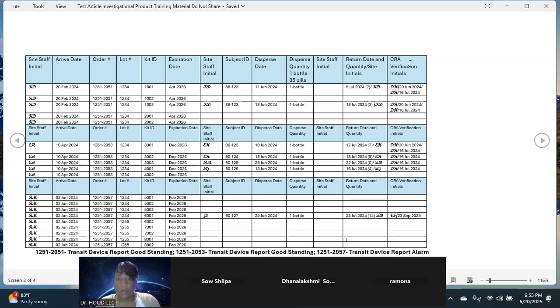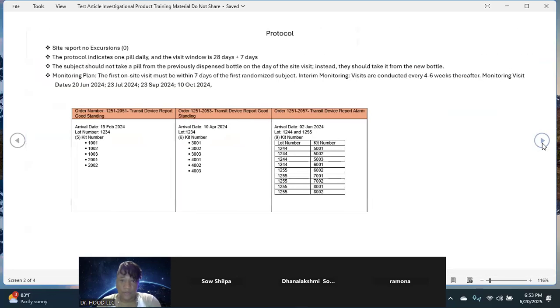Now we're going to go with the CRA. Now she is finding everybody's mistakes, but has she made any of her own? Okay, so we're going to go back to right here, the monitoring plan. It says the first on-site visit must be within 7 days of the first randomized subject. Interim monitoring visits are conducted every 4 to 6 weeks thereafter. Monitoring visit dates were June 20th, July 23rd, September 23rd, and October the 10th.